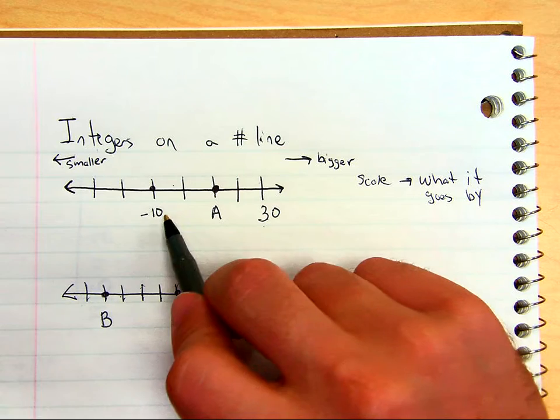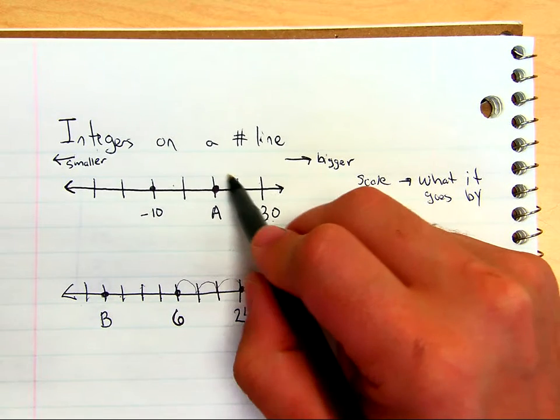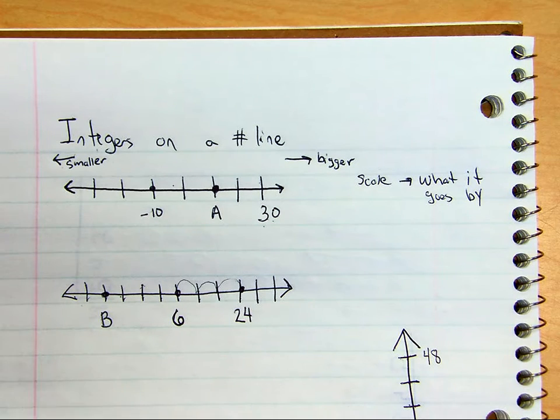Another number I might notice, they both end in 0, so 10. So 30, 20, 10, 0, -10. So it does go by 10s. So that's one way you could do it.